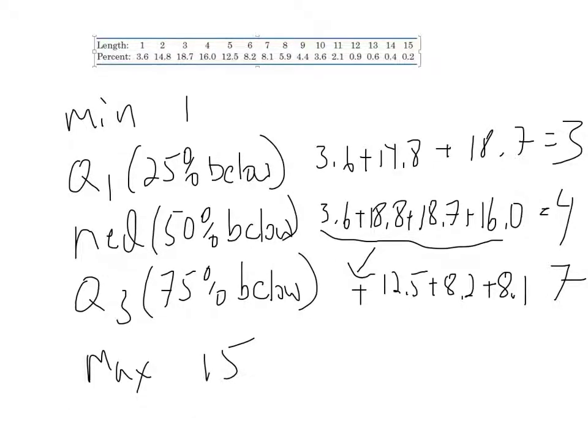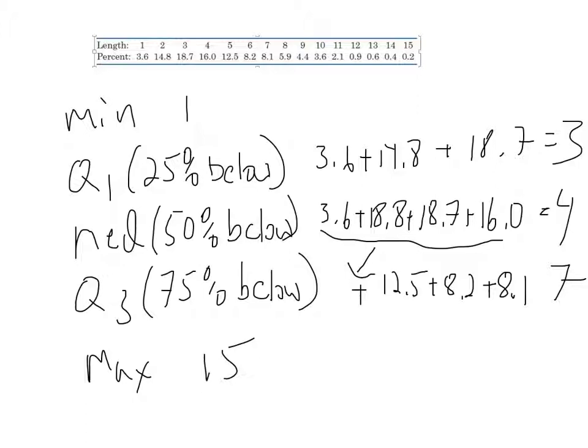What we need to remember when we're working with quartiles is that the quartiles divide the data set up into quarters, and 25% is below Q1, 50% is below the median, 75% is below Q3, and then of course the min and max are where they are.